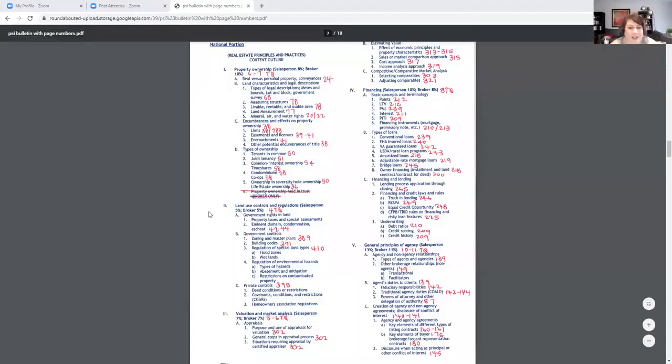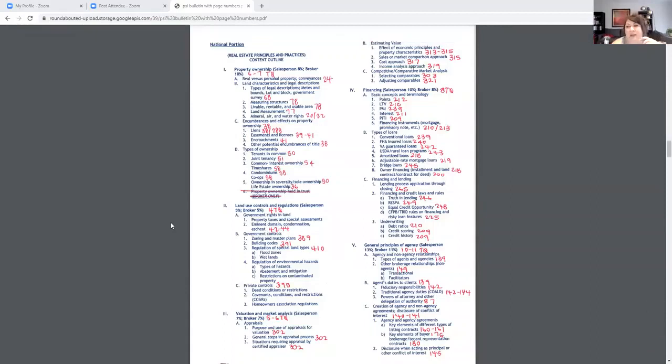Our next section is land use controls and regulations. And in that modern real estate book, there's going to be a couple of chapters for you to get this information. One is going to be the one that talks about government powers, police powers. And then the other one is going to be the one that actually talks about zoning regulations.